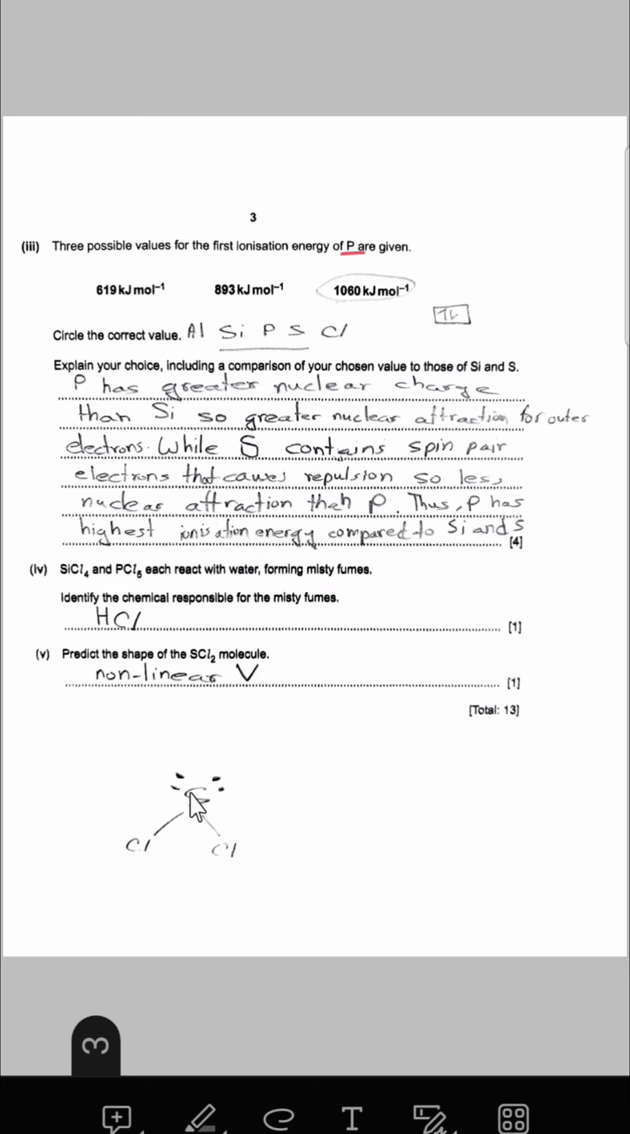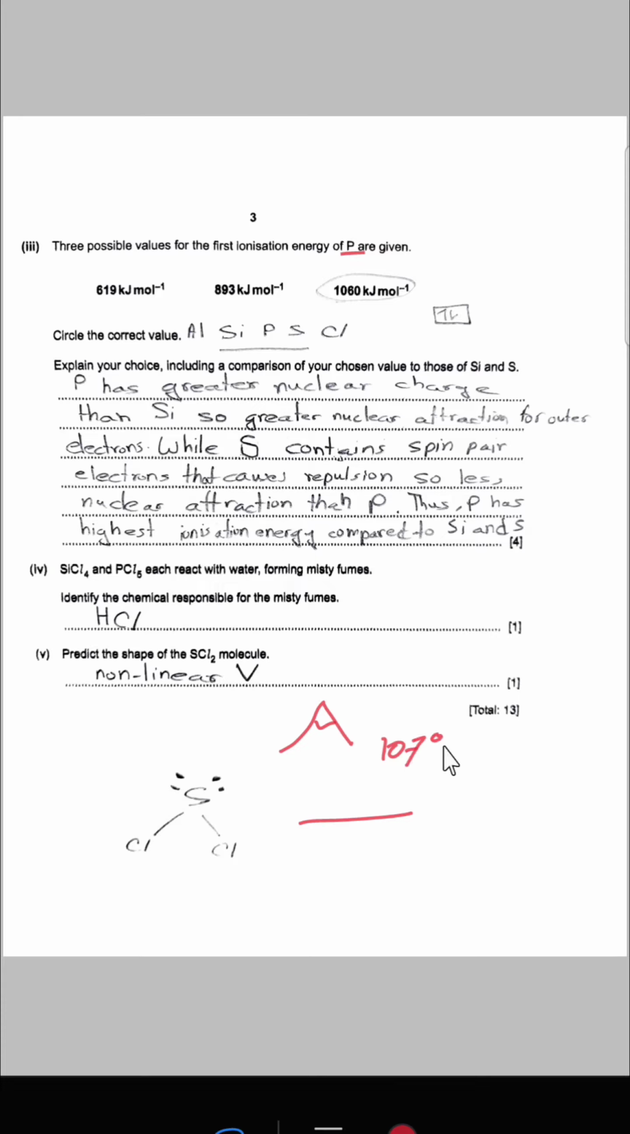As sulfur contains 6 outer electrons, it shares one electron with each chlorine atom, thus it remains with 4 electrons. The lone pairs of electrons cause repulsion, which decreases the bond angle, and instead of a linear shape, it becomes a non-linear V shape with a bond angle of approximately 107 degrees.